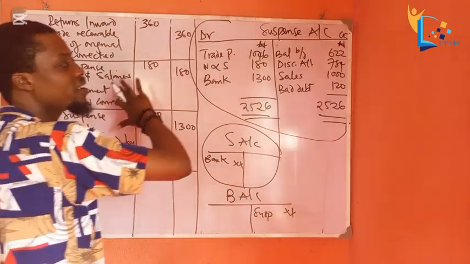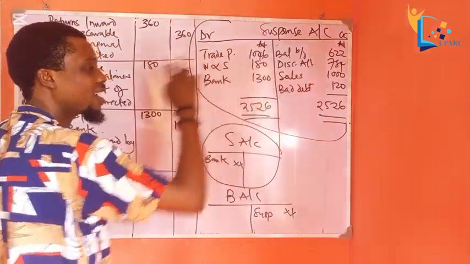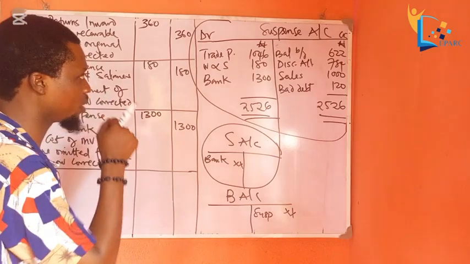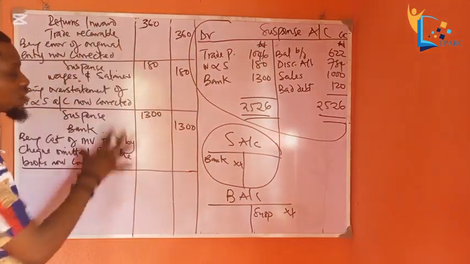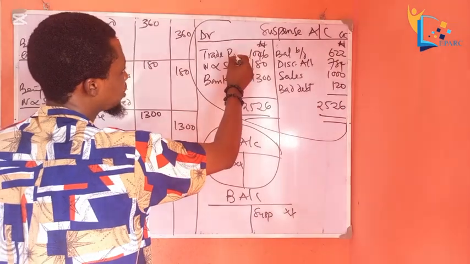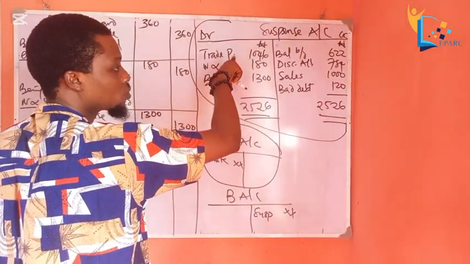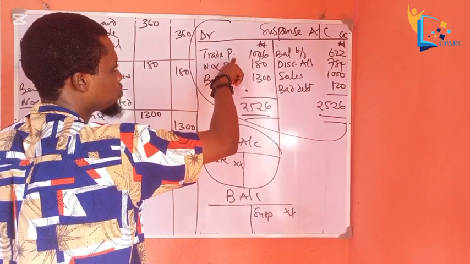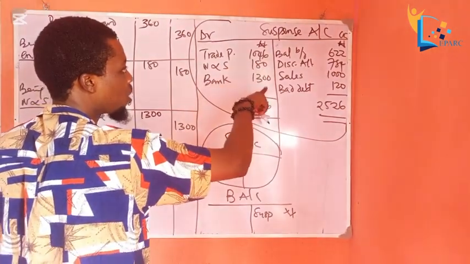So the only entries that are moved to suspense account, I'm repeating this again, excuse me, are those entries that have suspense attached to them. And these are, we have trade payable. Sorry, this is trade payable. There's no space to write everything. Trade payable, 1,046, wages and salaries, 180, bank, 13.